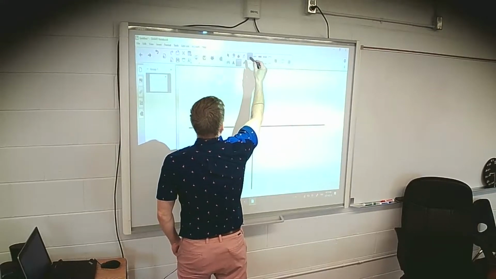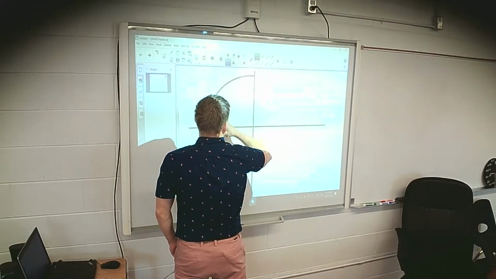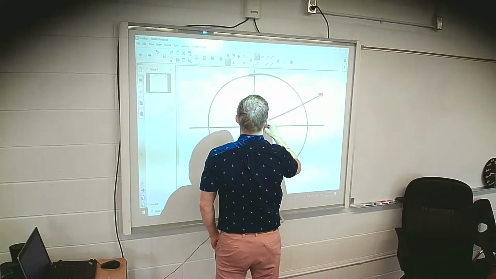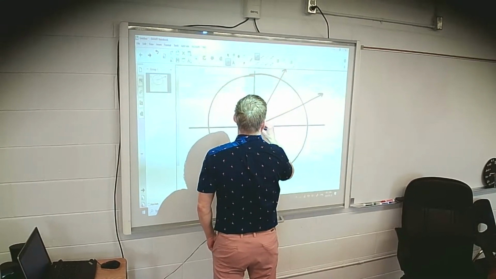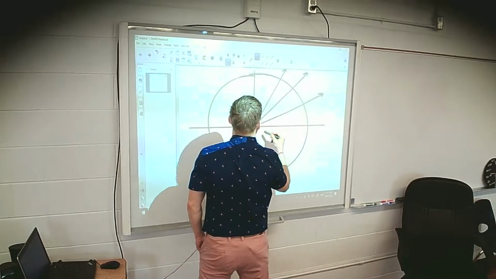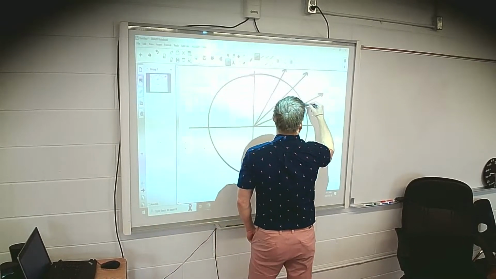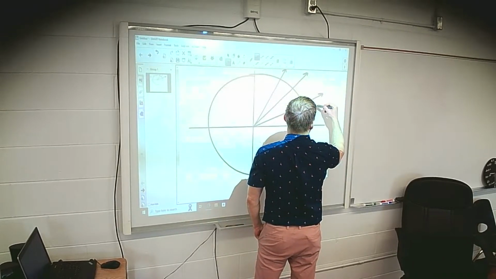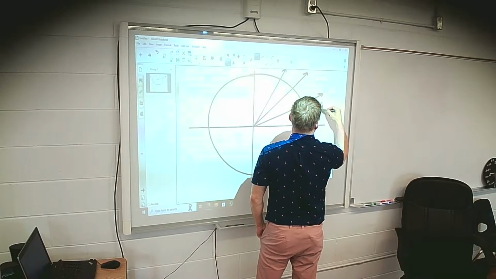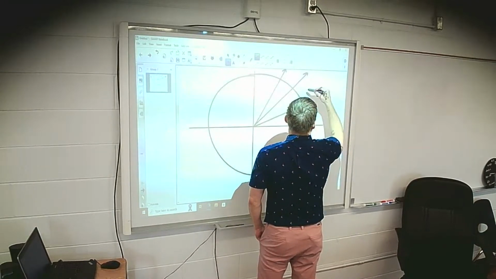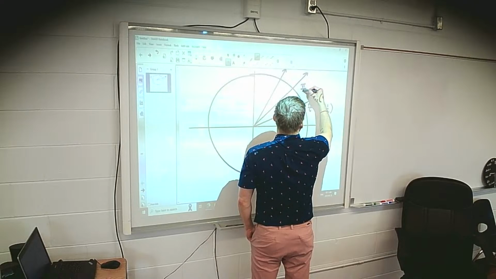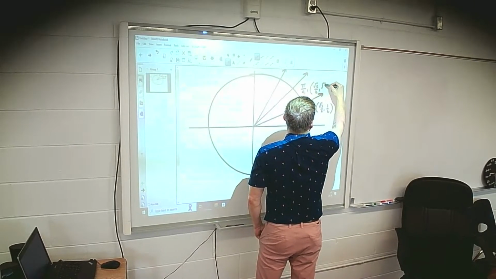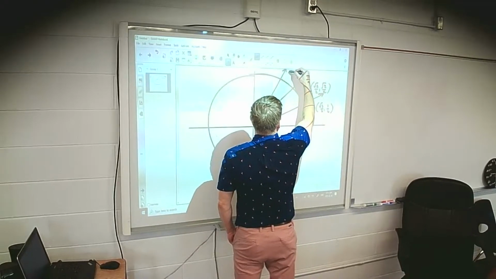Okay, so I'm only going to use the first quadrant for this so that you get the gist of it, because again, we've already done this.